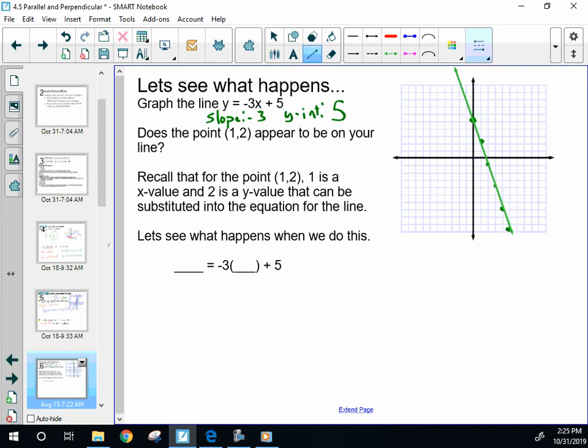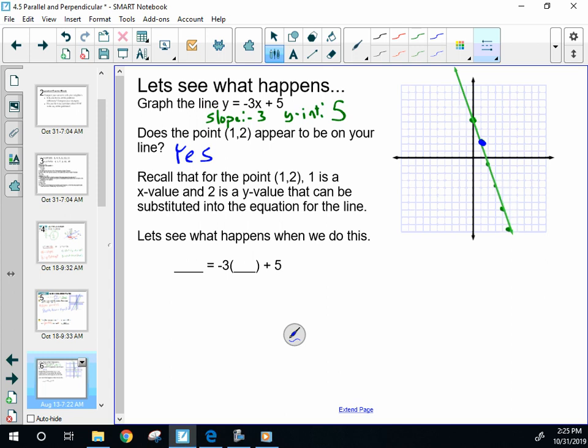So there I've got my line. What I want to look at is, what do you notice about the point (1, 2)? Here it is. I have made that point in blue. What do I notice about it? It appears to be on my line. So does the point appear to be on my line? Yes, it does. Recall that for the point (1, 2), 1 is the x value of that point and 2 is the y value of that point.